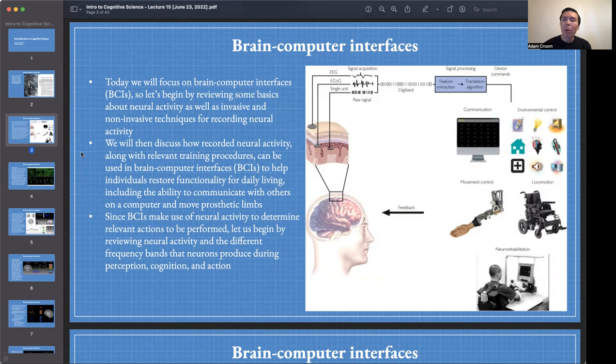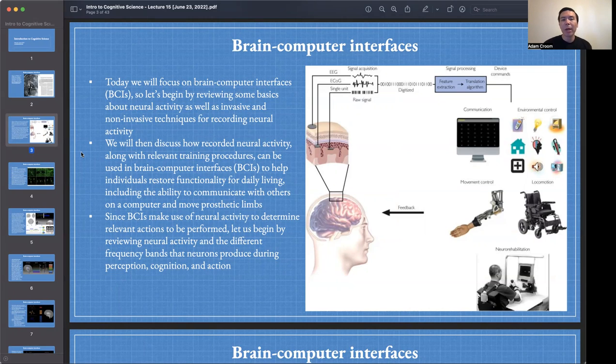So let's begin by reviewing some basics about neural activity, as well as invasive and non-invasive techniques for recording neural activity. We will then discuss how recorded neural activity, along with relevant training procedures, can be used in brain-computer interfaces to help individuals restore functionality for daily living, including the ability to communicate with others on a computer and the ability to move prosthetic limbs.